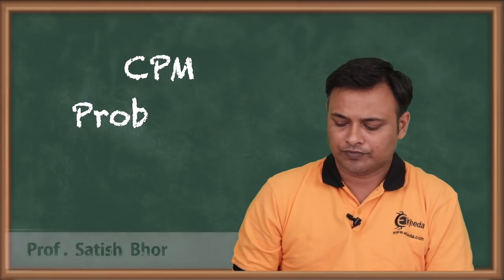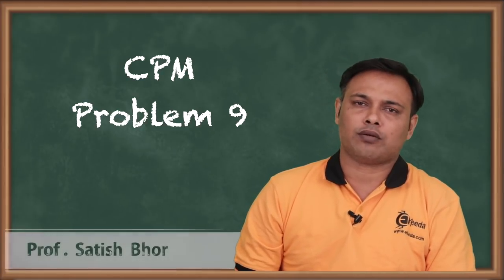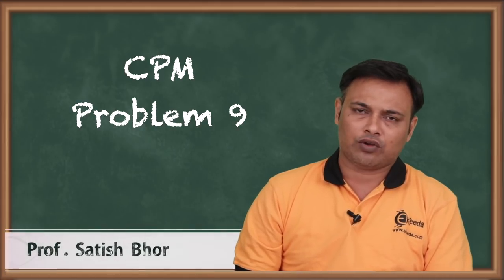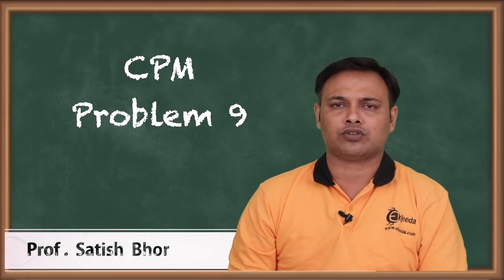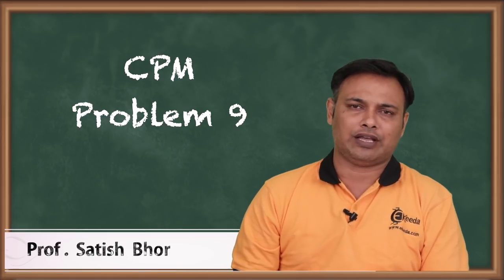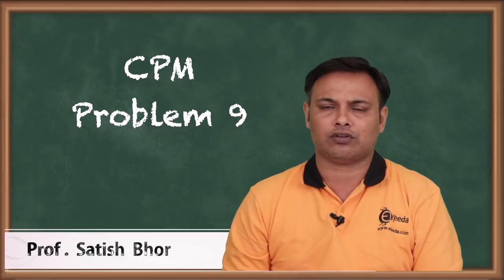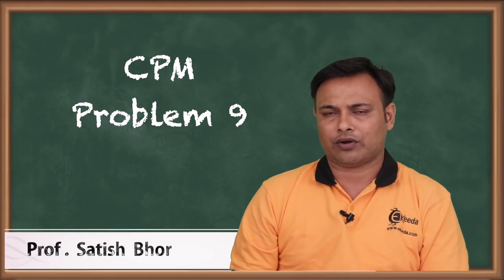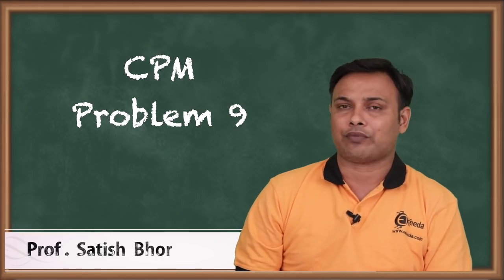Hello friends. So we solved an earlier problem based on calculation of floats. Again, we are going to solve one more problem based on calculation of floats. This is highly mechanical. We need to make a table. We need to first draw the diagram and then make a table. The most critical part in calculating the float is the forward and the backward calculations.